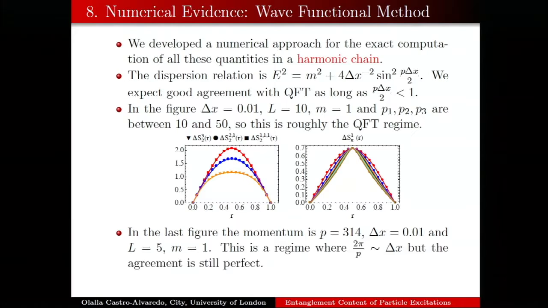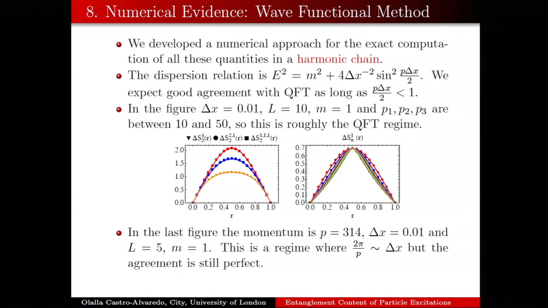What's interesting in this example is that this quantity, 2 pi over p, is of the order of the lattice spacing. You can think of this 2 pi over p as the de Broglie wavelength of this particle, if you wish. The fact that this is of the same order as the lattice spacing means that we are now really probing the discrete, non-universal regime of the system. So this is not QFT anymore. This is a situation where the particle is really seeing the lattice structure. And yet, the agreement is still extremely good. So these formulae work a little bit further than our calculation indicates.